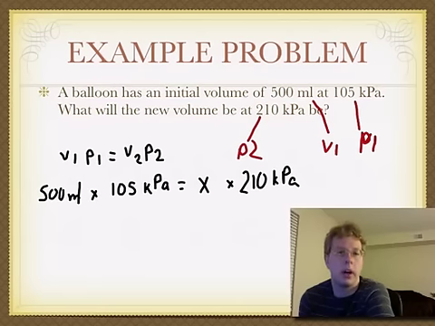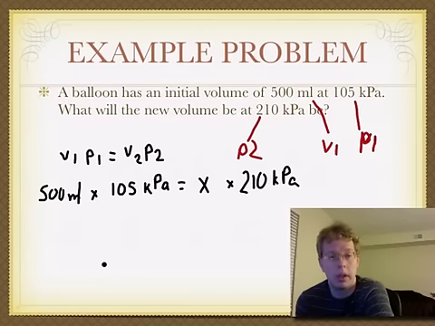Now before I even solve this problem, I can look at what I have for pressure at the beginning of this problem and pressure at the end of the problem and have a general idea of whether volume is going to increase or decrease. So we're going from 105 kilopascals to 210 kilopascals. That's an increase in pressure. Now knowing what we know about Boyle's Law, where pressure increases and volume decreases, this means that my final volume has to be smaller than 500 milliliters. If it is not, you have done something wrong in the problem there.